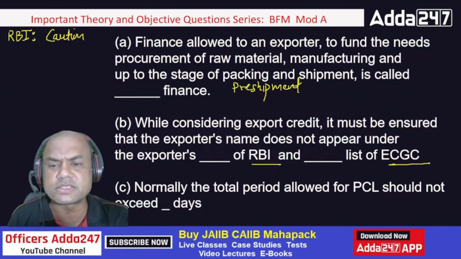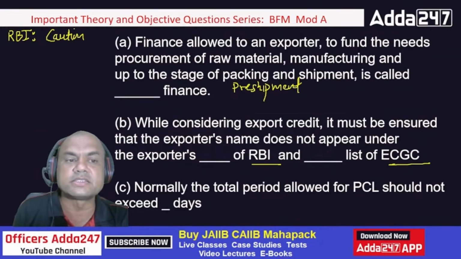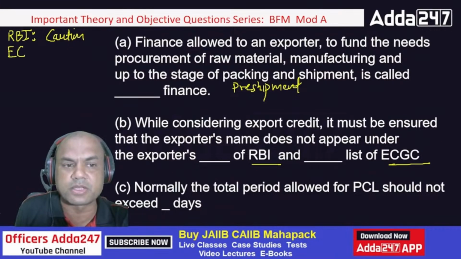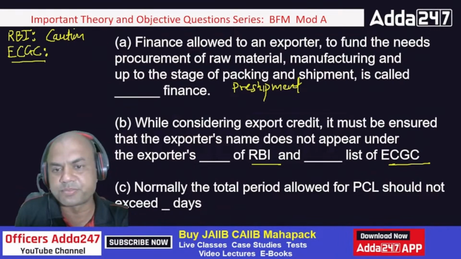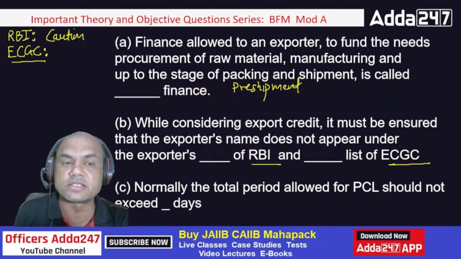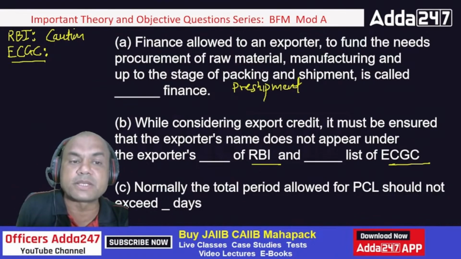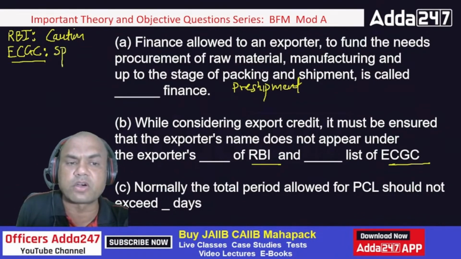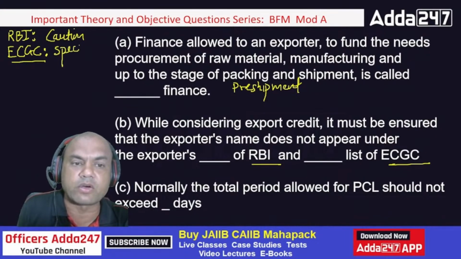But what does ECGC have? ECGC, remember, has two lists. Always remember, this is something new which I am telling you. Let me give you first the answer of this. The ECGC list is known as the special approval list. It can be specific or sometimes it's called special. So specific approval means what?